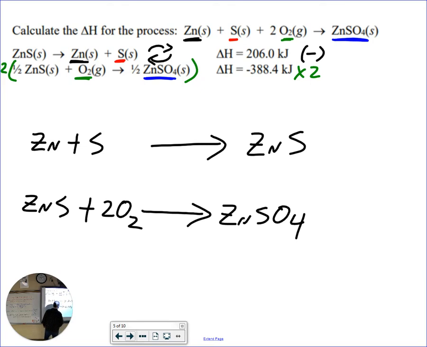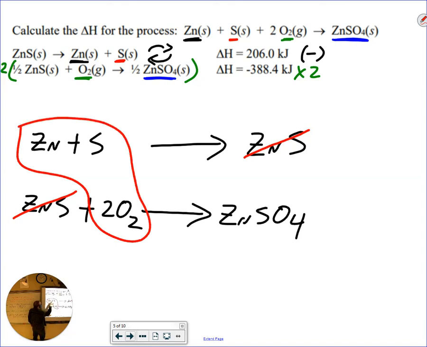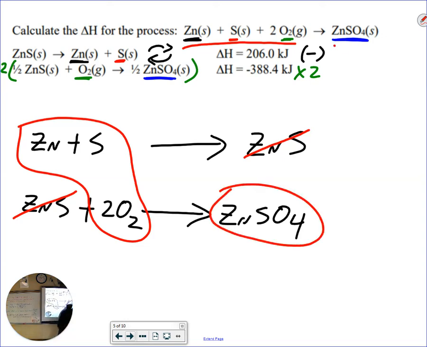With me so far? Is there anything that we can either double up or cancel? ZnS, see how it shows up on the product side and on the reactant side? So look at what we got left over here on our reactant side. Zinc plus sulfur plus 2O2. Look what we got up here. Zinc plus sulfur plus 2O2. The only thing on our product side is this, which is what we got right there. So it checks out. Now let's play with our numbers.